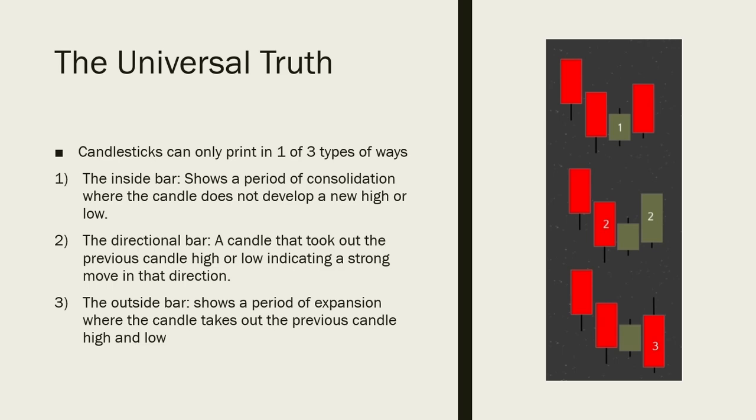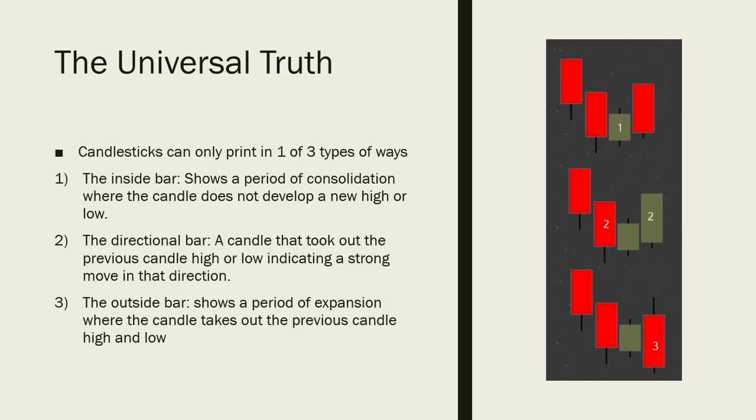The outside bar shows a period of expansion where the candle takes out the previous candle's high and the previous candle's low, right? So for example, here on the right, this would be an example of an outside bar where we have this inside candle forming, and then on this candle, it breaks the high and then it breaks the low, forming an outside expansion, right?